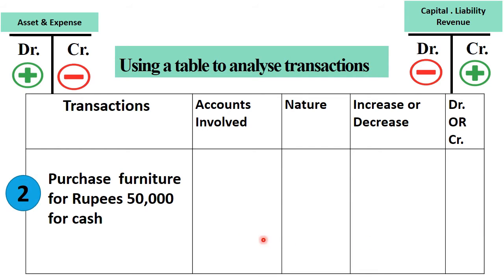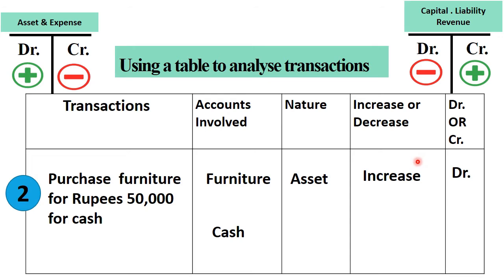Second transaction is purchase furniture for rupees 50,000 for cash. So we'll first write down what are the two accounts involved. What are the two accounts which are affected by this? So the two accounts are furniture and cash. Let us first write down the nature of furniture according to modern approach. Furniture is an asset, and when we are purchasing furniture, our asset of the business is increasing. And if you can see the rule here, increase in asset is debited.